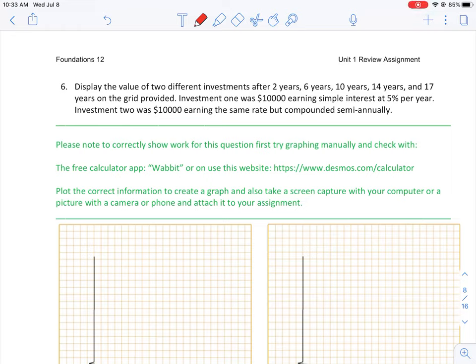Okay, so in this question, we're going to take a look at how we can do question six using the Desmos calculator in order to verify the plot of our two investment rates here. What we're plotting is an investment which is going to be held for a length of time up to 17 years, where one is in a simple interest accumulation and one is in a compound interest, and we're both starting with $10,000 as part of that.